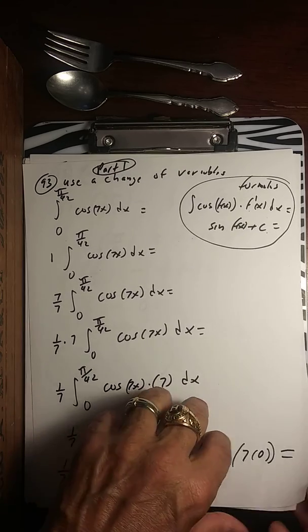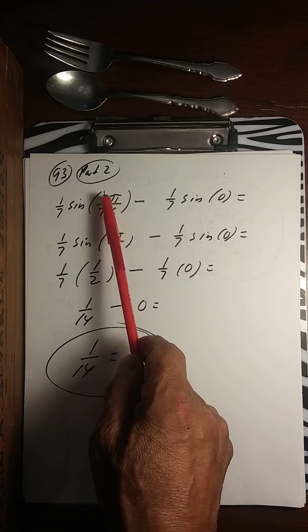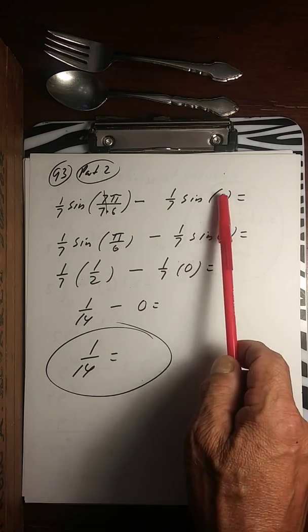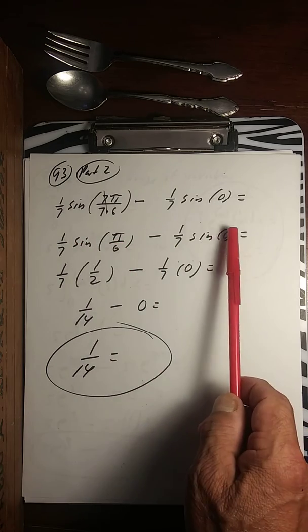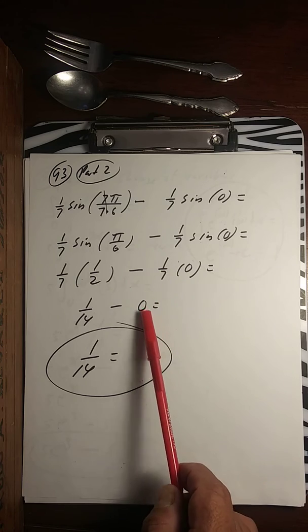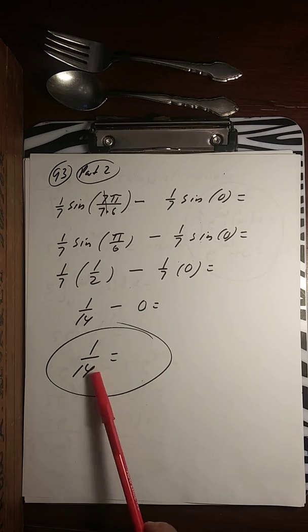That was part 1. Let's go to part 2. 7 times 6 is 42, divide the 7's out, so pi over 6. This one is 0. The sine of pi over 6 is 1 half, and the sine of 0 is 0, so 0 times that is 0. Then 1 times 1 half, and 7 times 2 is 14. 1 over 14 minus 0 is still 1 over 14.